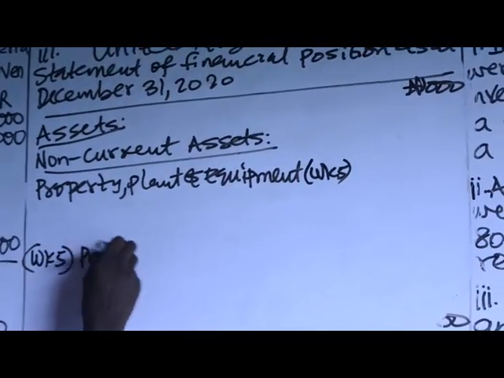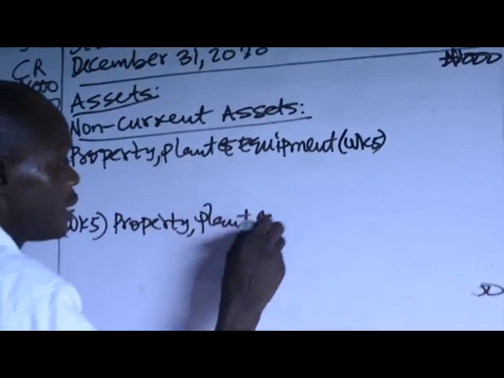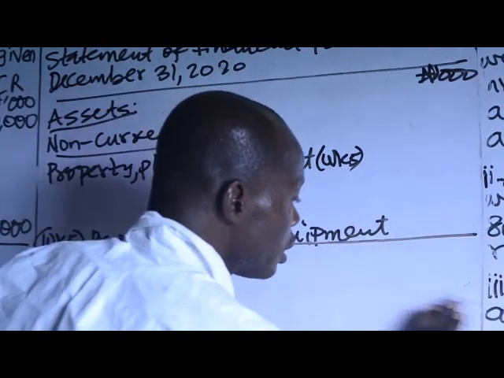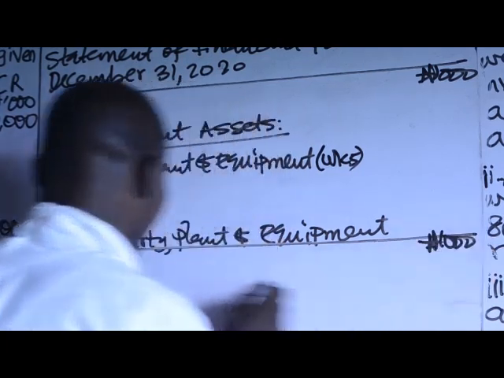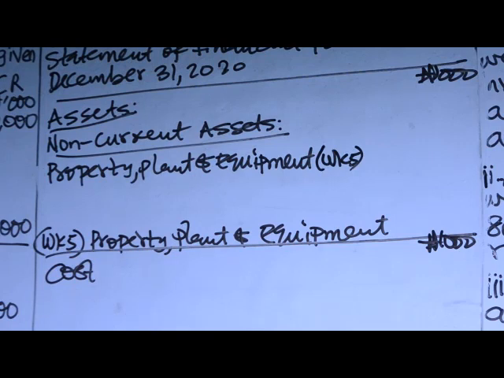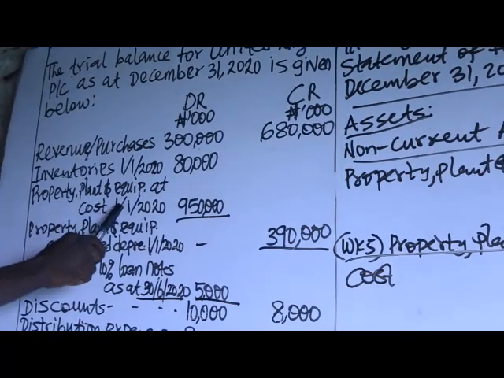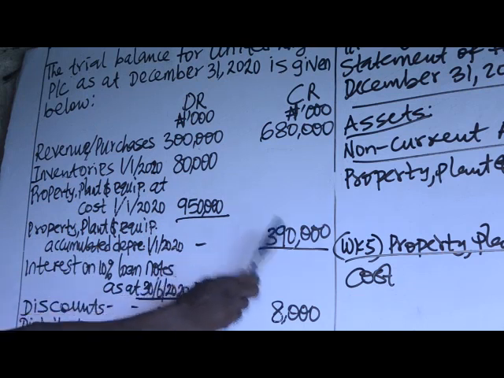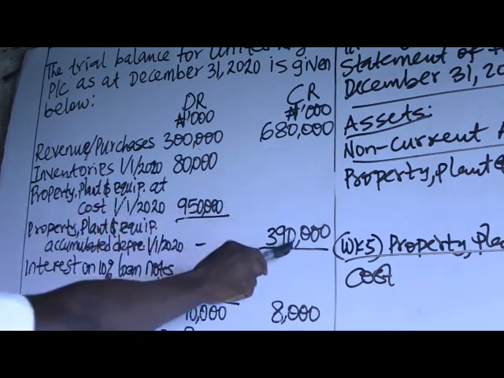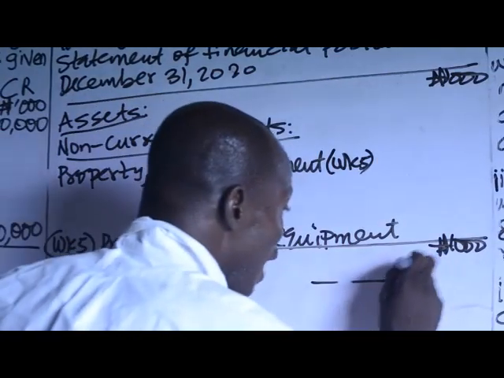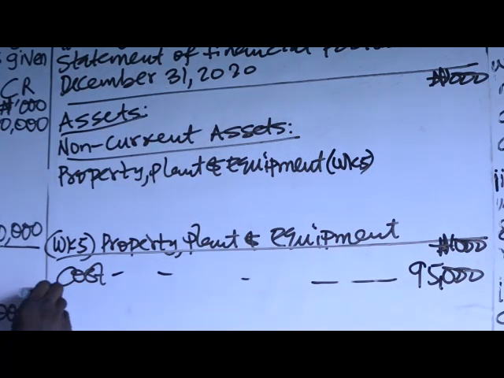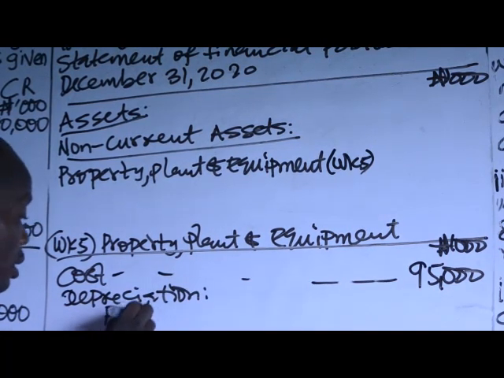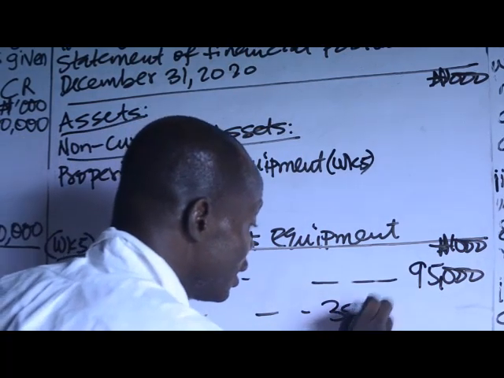Property, plant, and equipment. How much is the cost of the property, plant, and equipment? Back to the trial balance. You have property, plant, and equipment at cost 950,000, and accumulated depreciation 390,000. The cost is 950,000, while depreciation is 390,000. So cost 950,000. Then we have depreciation, balance brought forward, which is 390,000.